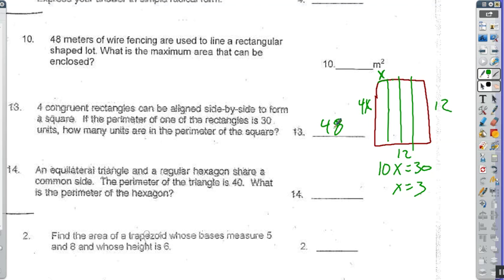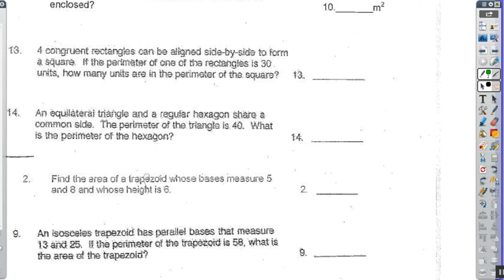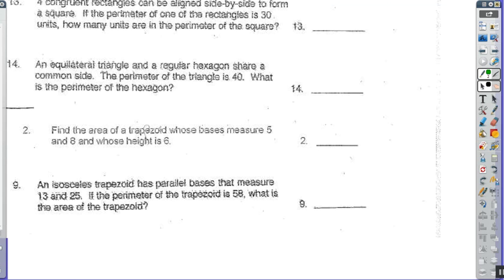The last three. An equilateral triangle and a regular hexagon share a common side. The perimeter of the triangle is 40. What is the perimeter of the hexagon? Oh, that's kind of fun. It almost looks like it works.